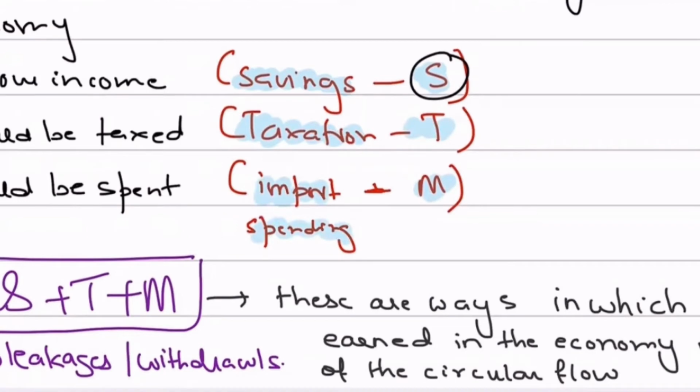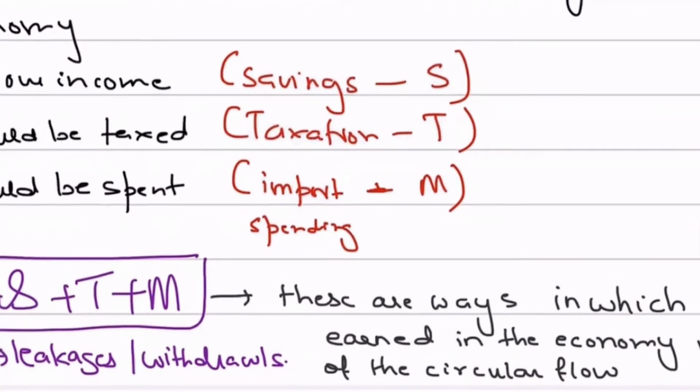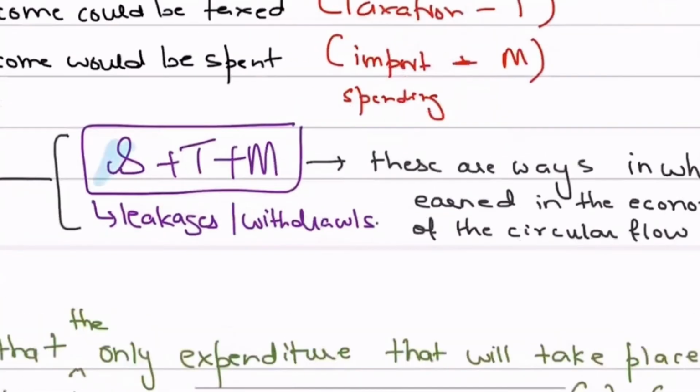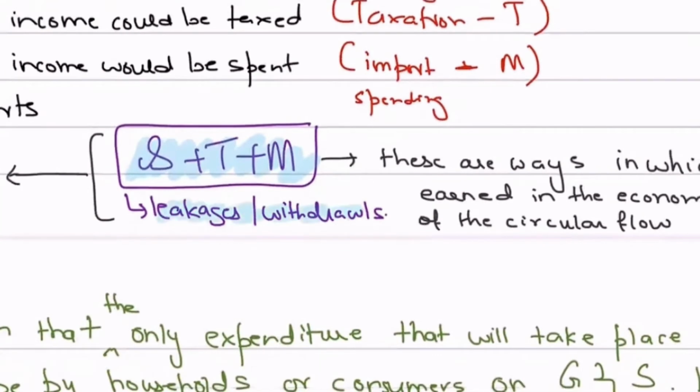These are the alphabets that denote saving, taxation and imports. S plus T plus M, इन तीनों को मिला के हम बोलते हैं leakages and withdrawals. Leakages from the circular flow, withdrawals from the circular flow.